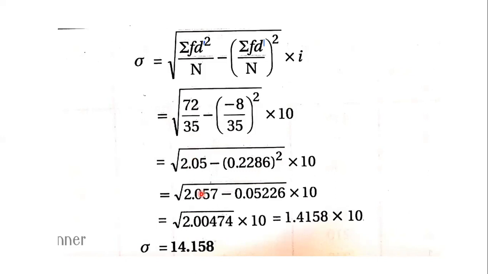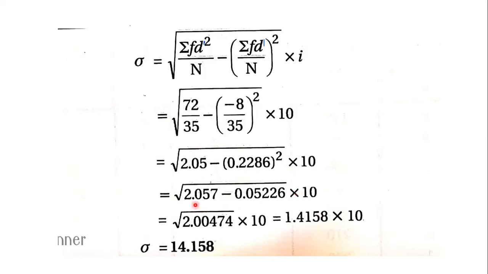7 is just added a little. You can just keep 2.05 also. Minus, when you square these numbers, 0.2286 into 0.2286, you will get 0.05226. Okay, so this is the total value after squaring. Do not multiply by 10 until the last step, because with a square root you cannot multiply the outer numbers.